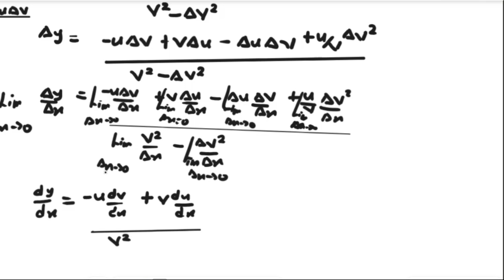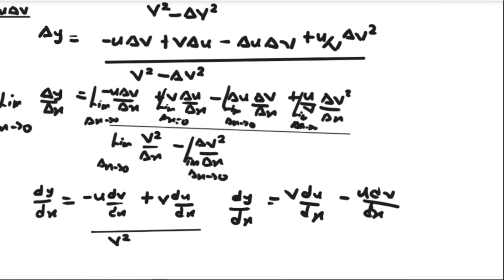The limit of 1 over delta x as delta x tends to 0 is also going to be undefined. Now, the limit of delta v squared over delta x as delta x tends to 0 is also going to be undefined. So we are left with dy/dx, and if we bring this first term before the minus sign, we have (v du/dx minus u dv/dx), everything being divided by v squared. And that gives us our quotient rule formula.